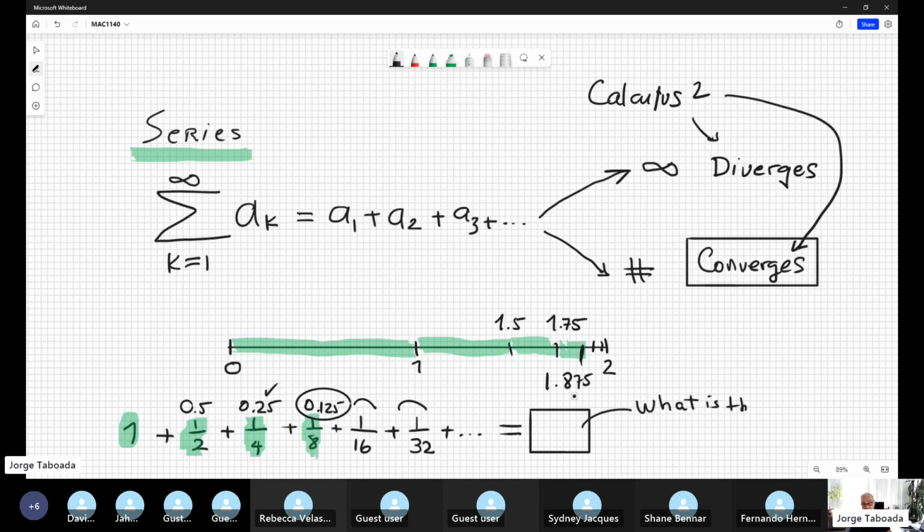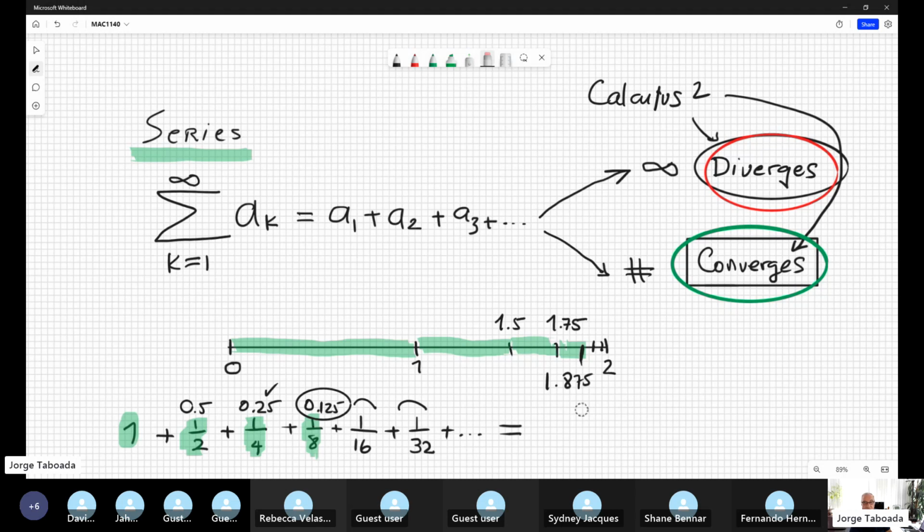Infinity. No, if it is infinity, it is divergent. And my question at the beginning was, does it converge or diverge? So we have two possibilities, divergent or convergent. What do you think? Converge or diverge? Okay, converge. I agree with you.